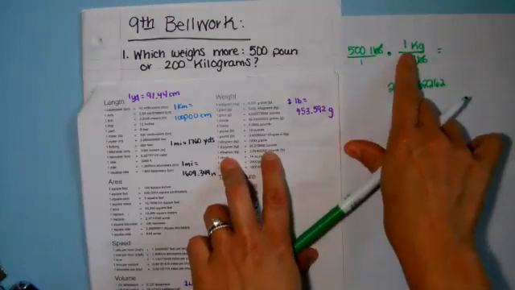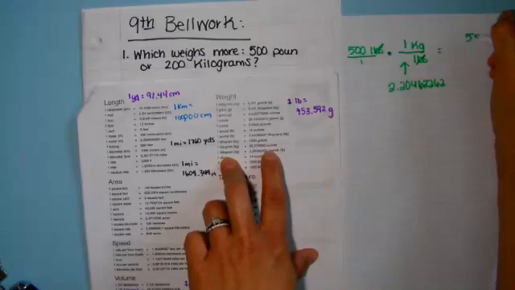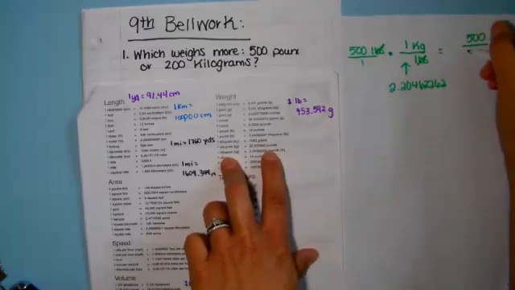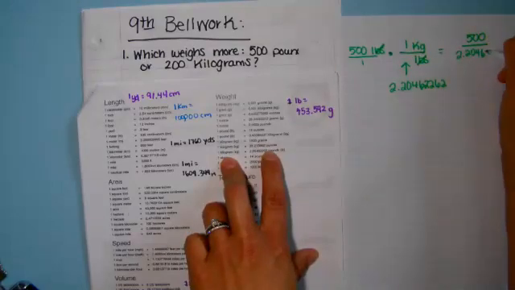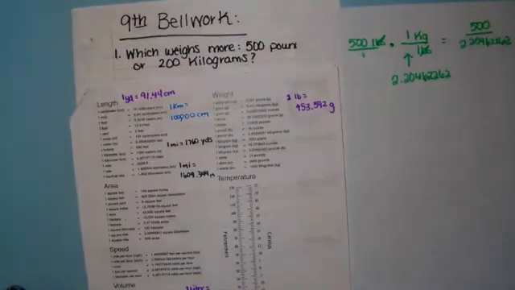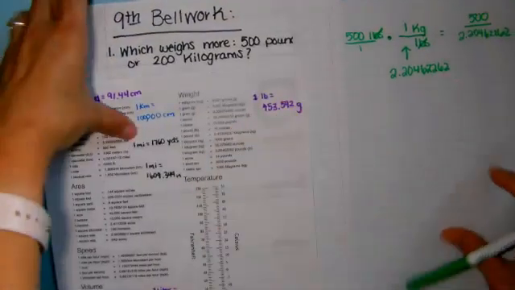Now we multiply across. 500 times 1 is 500, right? And then 1 times 2.204 blah, blah, blah is 2.2046226. And what do we do at the end to convert it then? What do we do, Angel? Divide. Okay, so you're going to want to do this in a calculator. Go ahead and do that now. And I need somebody to give me that division answer.